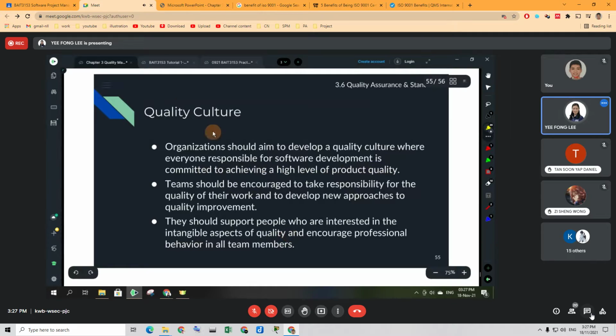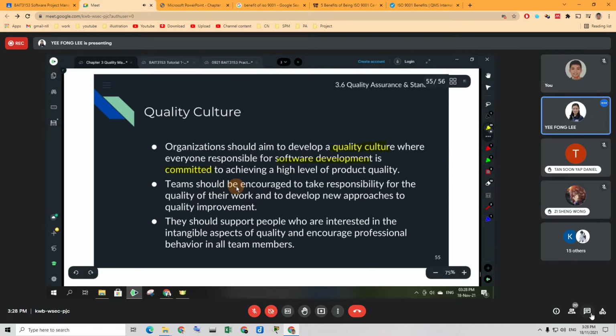Quality culture. So this slide is straightforward. Organizations should aim to develop a quality culture where everybody responsible for software development is committed. Everybody, all the team members, must be committed to the project.